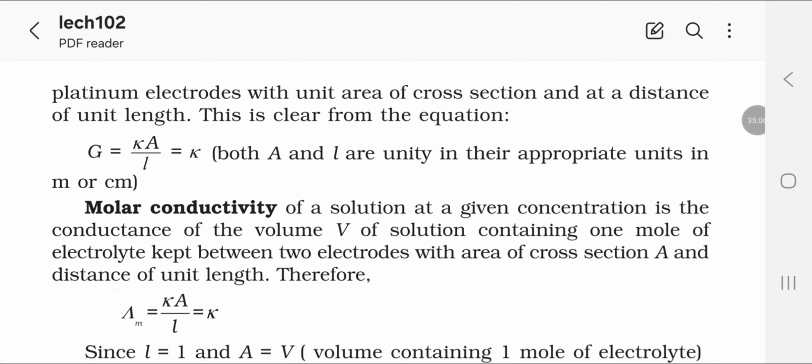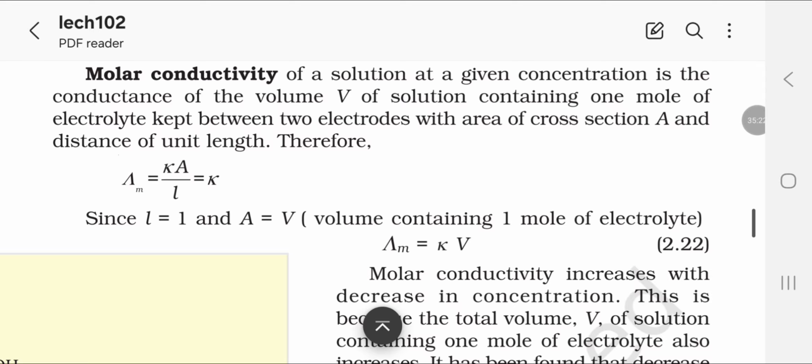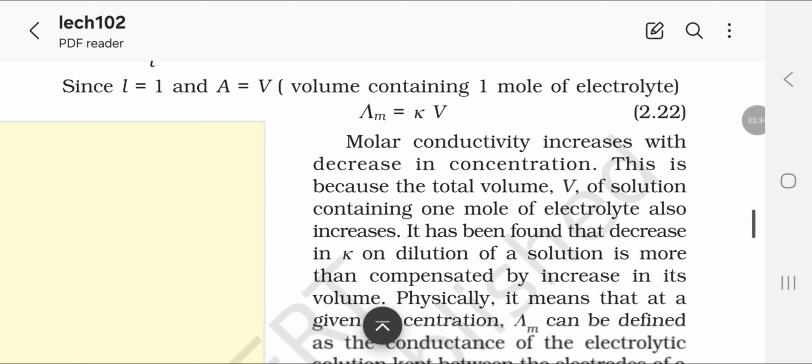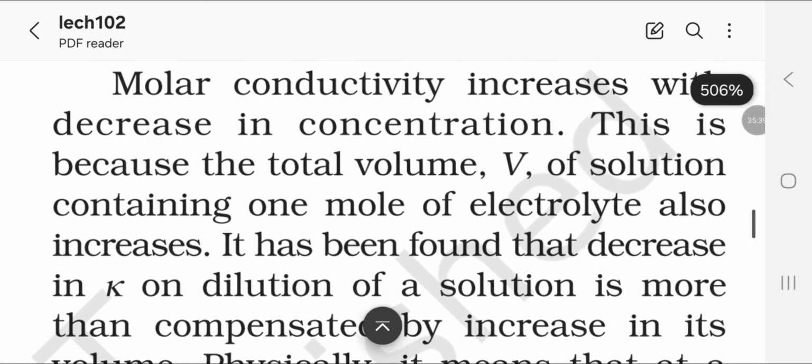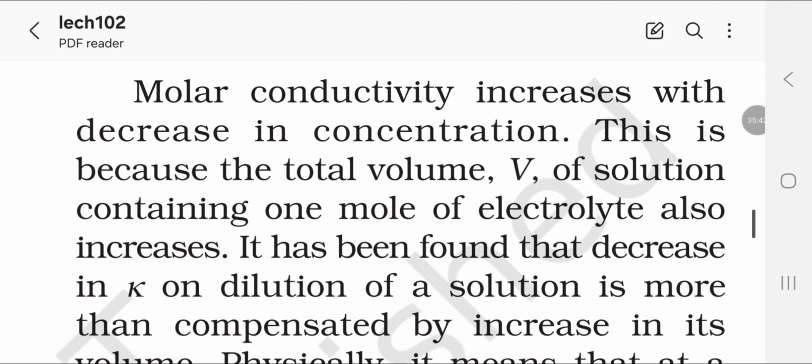Molar conductivity of a solution at a given concentration is the conductance of the volume V of solution containing 1 mole of electrolyte kept between two electrodes with area of cross section A and distance of unit length. Therefore, Λm = κA/L = κ. Since L = 1 and A = V, the volume containing 1 mole of electrolyte, Λm = κV. Molar conductivity increases with the decrease in concentration. This is because the total volume V of solution containing 1 mole of electrolyte also increases.